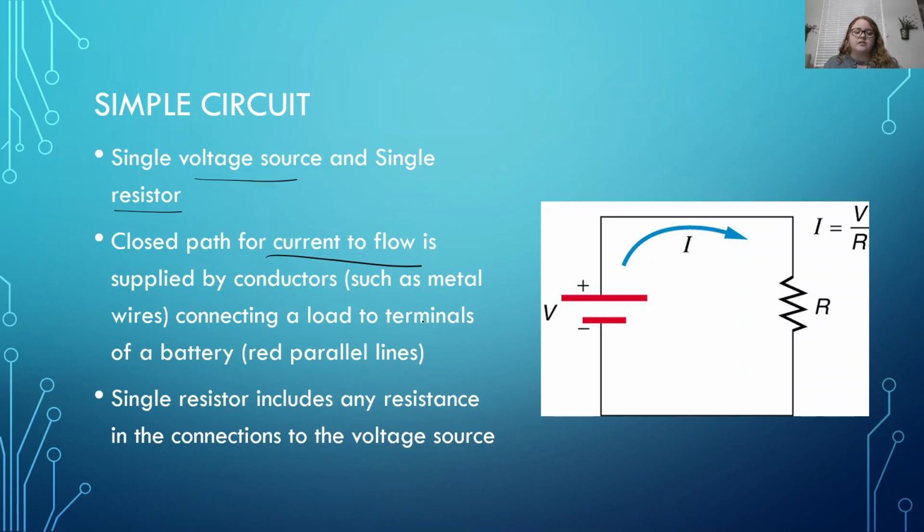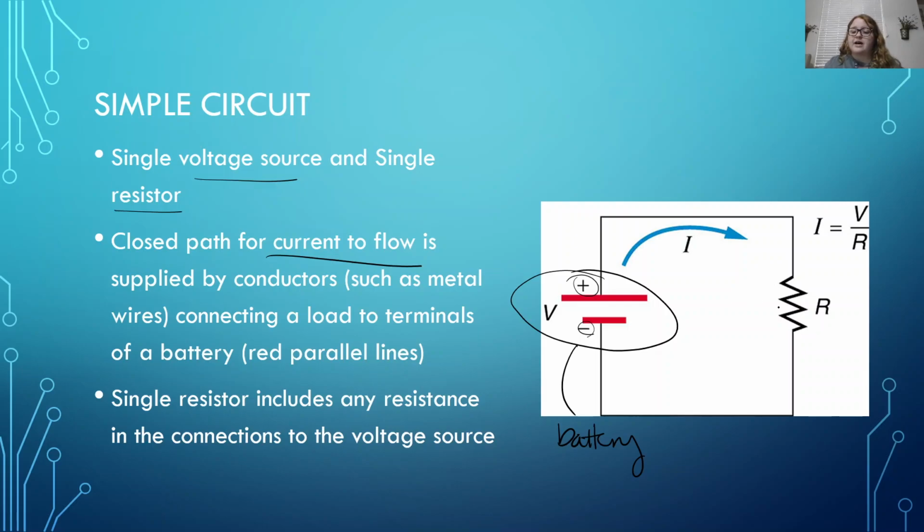And they will connect to terminals on a battery, and that's what this is here. So the voltage will be applied, and this is typically like a battery, some sort of battery source, and that's what these parallel lines represent. The longer is the positive terminal, and then the smaller one is the negative terminal.